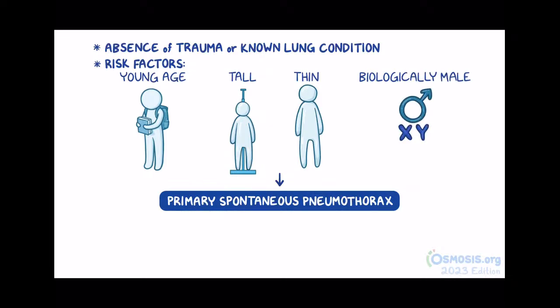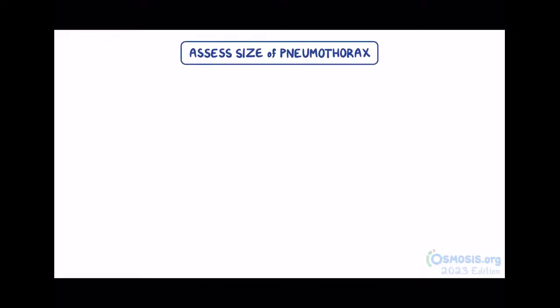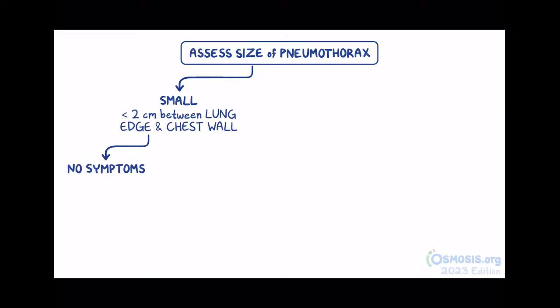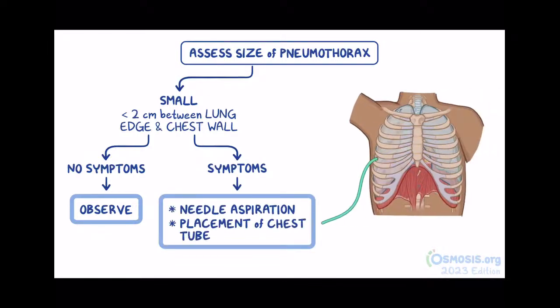Now, the first step in management of a patient with primary spontaneous pneumothorax is to assess the size of the pneumothorax. If it's small, meaning the chest x-ray reveals less than 2 centimeters between the lung edge and chest wall, next you should assess for symptom severity. As long as no symptoms are present, it may often resorb spontaneously, so you can observe your patient. However, if symptoms are present, then you'll need to perform simple needle aspiration or placement of a chest tube.